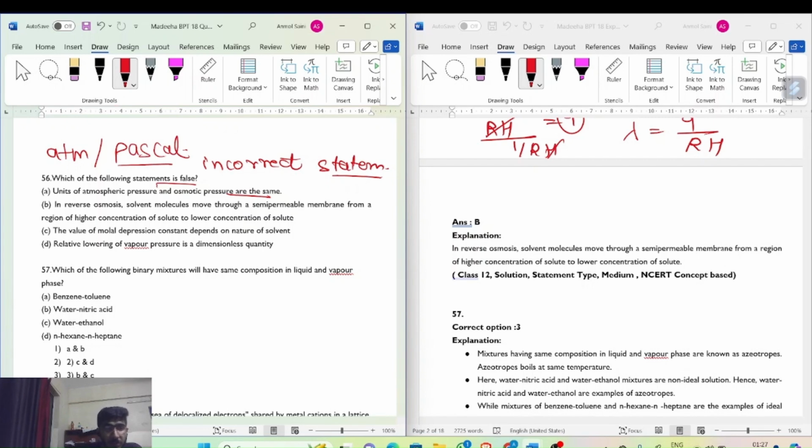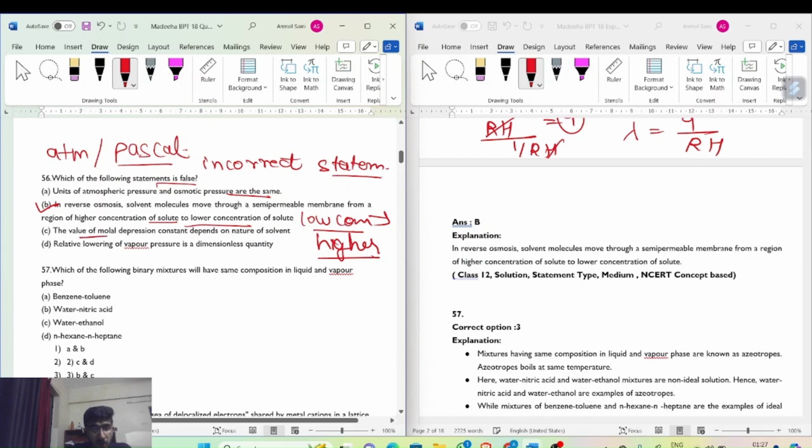And the second option is, in reverse osmosis, the solvent molecules move through a semi-permeable membrane from a region of higher concentration of solute to a lower concentration of solute. No, this statement is incorrect. They move from a region of lower concentration to the region of higher concentration. So this statement is incorrect because they move from the lower concentration to higher concentration.